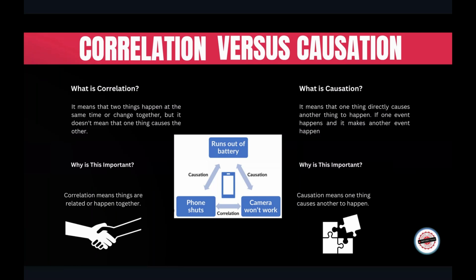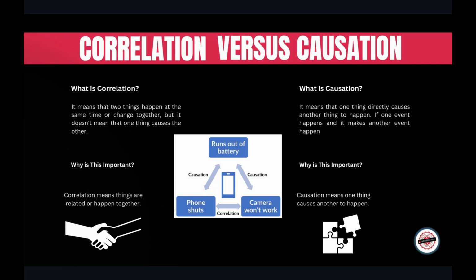Now let's understand causation. Causation, in very simple language, is what the word means. Causation means that one thing directly causes another thing to happen. A simple example: if one event happens and it makes another event happen, it's called causation. While in correlation, what we understood is that one thing happening at a time can change another as well. That means two things happen at the same time or change together, anything related to each other.